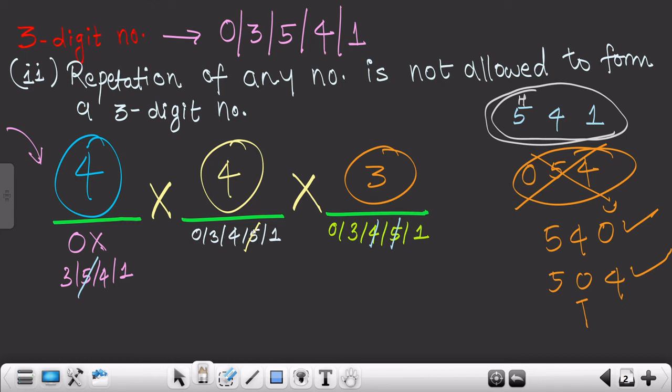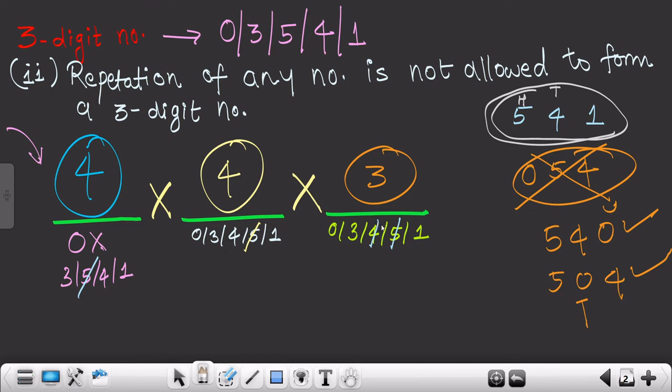Apart from 5, any number can come in the tens place. So either 0 can come, or 3 can come, or 4 can come, or 1 can come. So basically again you have 4 such cases to fill the tens place, right? I hope you are getting my point. So for our understanding purpose, let's suppose in the tens place we have the number 4.